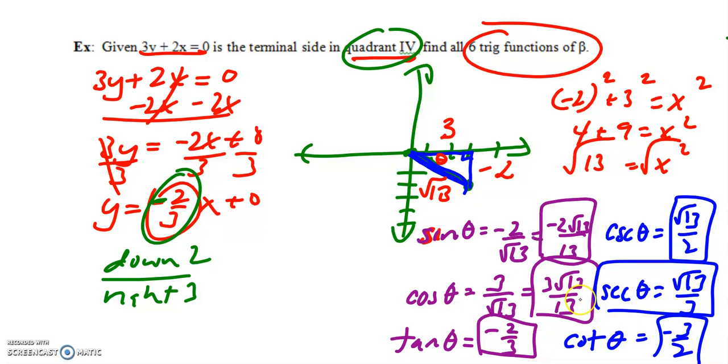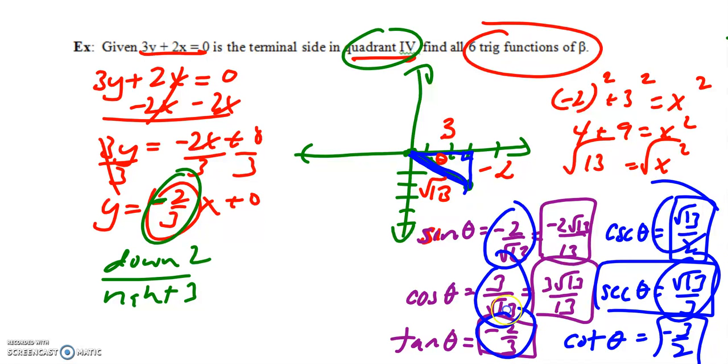Here's my rationalized. Notice that my cosecant and sine are reciprocals. Cosine and secant are reciprocals, and tangent and cotangent are reciprocals. So please pause if you want to check your answers. And we're going to keep going to the next example.